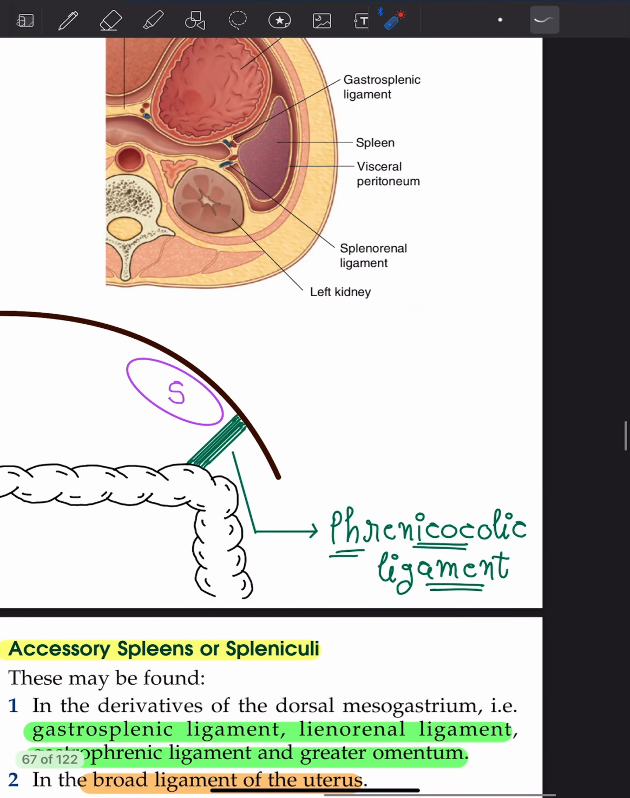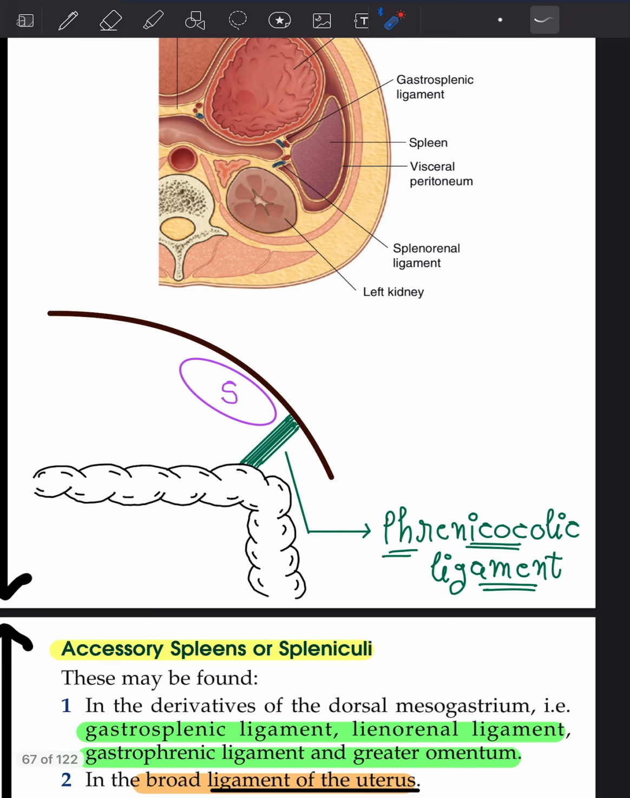So now we come to the Phrenicocolic ligament, the ligament which I talked about in the earlier part. Now what's this? Basically, the Phrenicocolic ligament limits the upper space of the left paracolic gutter. This is the colon right here. So what will be this space? This space will be the paracolic gutter, right? So it's limiting the upper area of the left paracolic gutter.